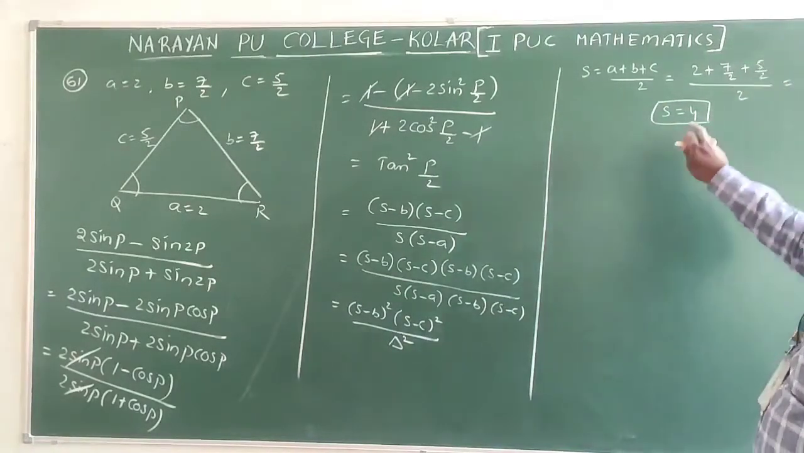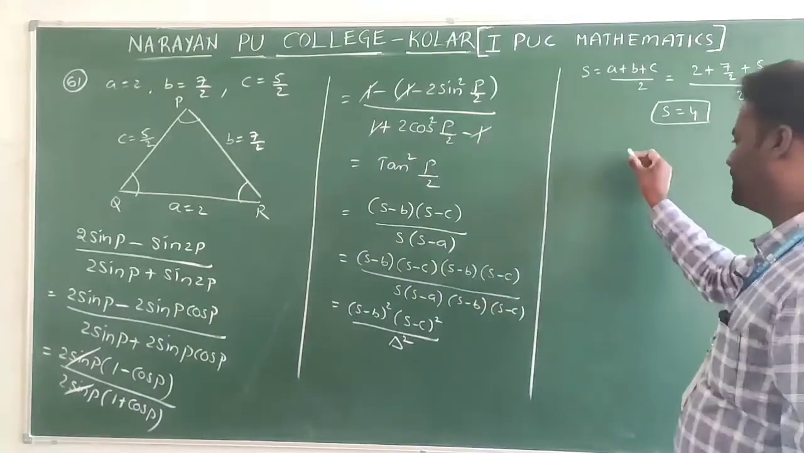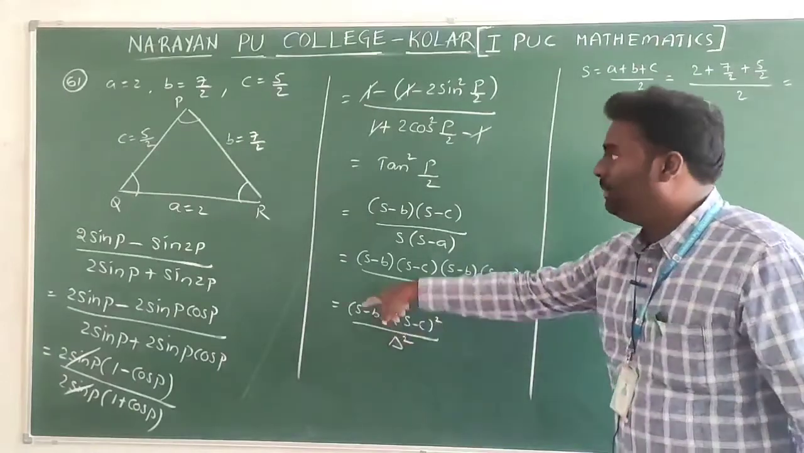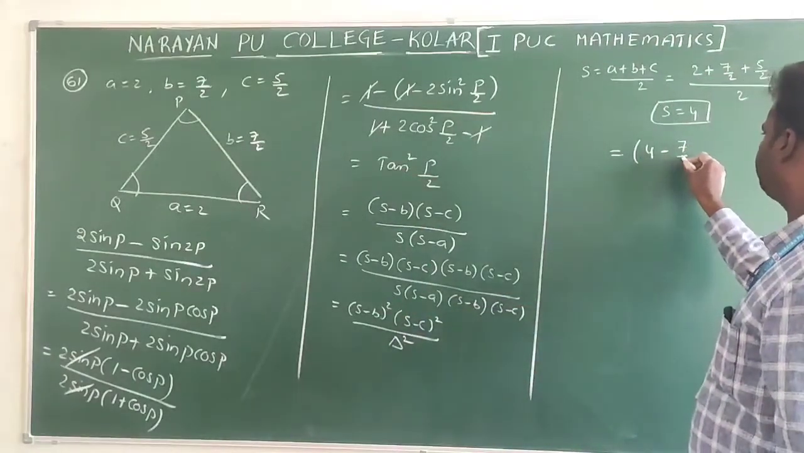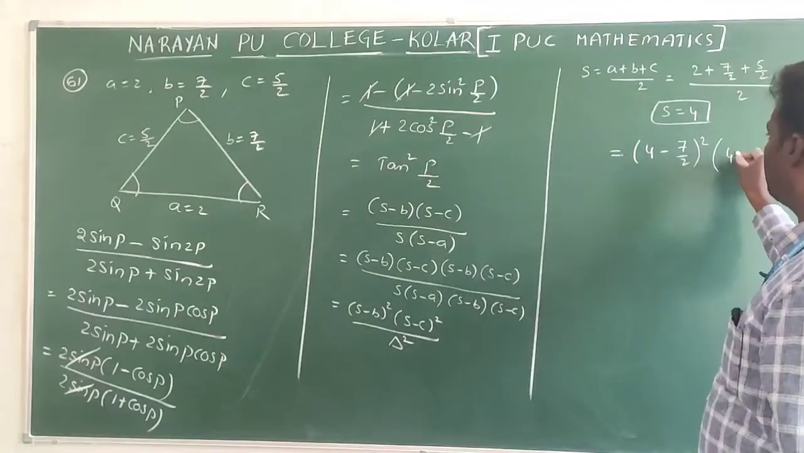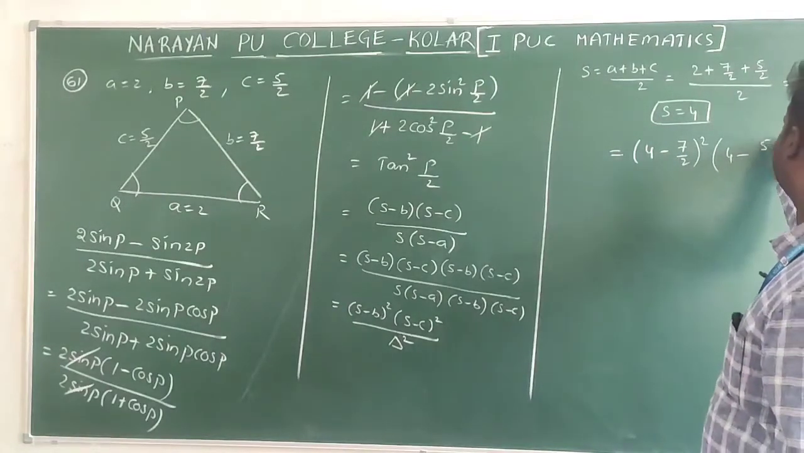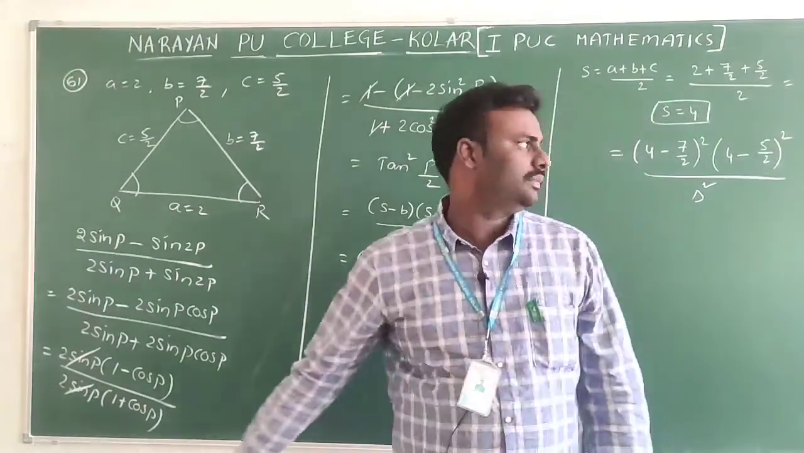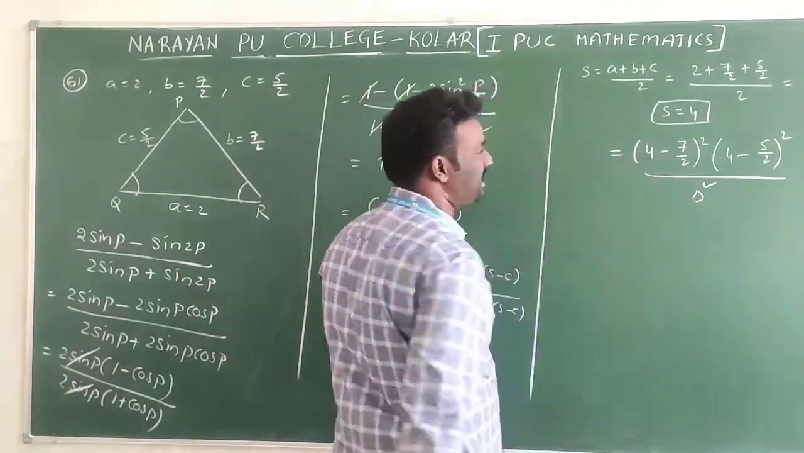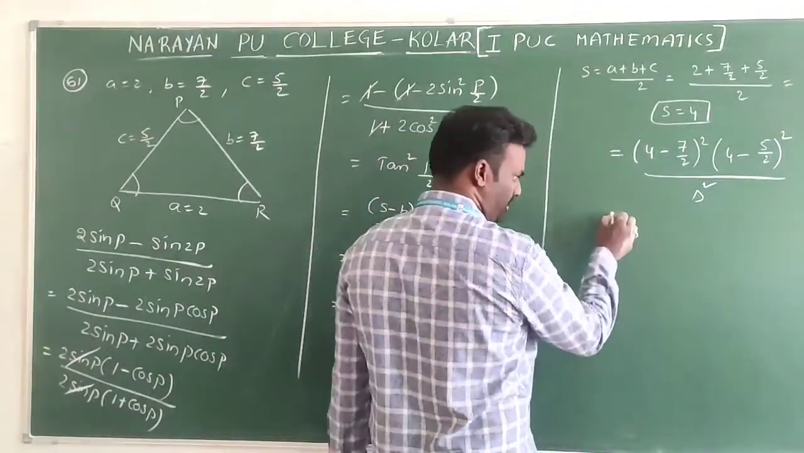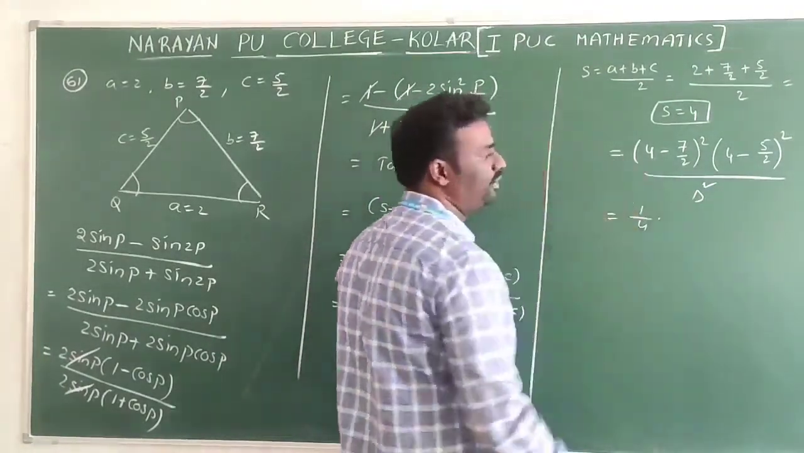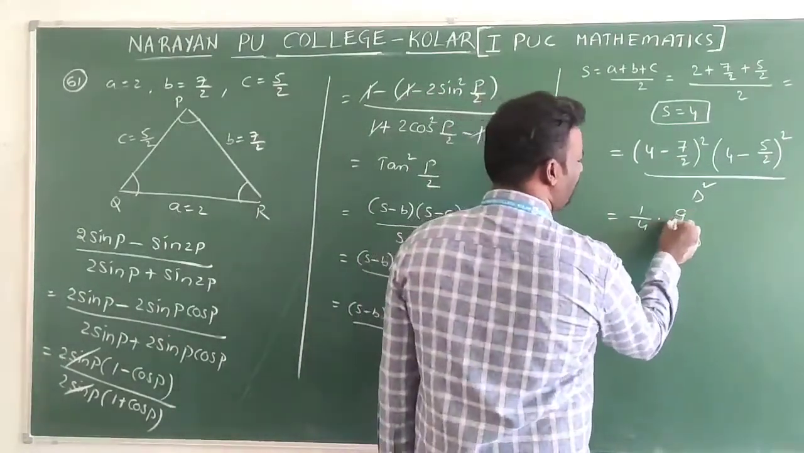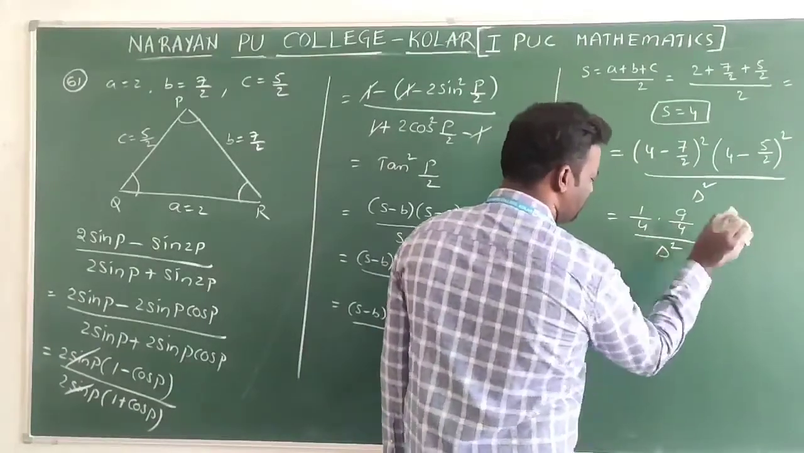You can substitute this S value in this formula. That is nothing but 4 minus B means 7 by 2 whole square, 4 minus C means 5 by 2 by delta square. If you simplify, 2 4 is 8 minus 7, 1 by 2 whole square, 1 by 4. 2 4 is 8 minus 5, 3 by 2 whole square, 9 by 4 by delta square.